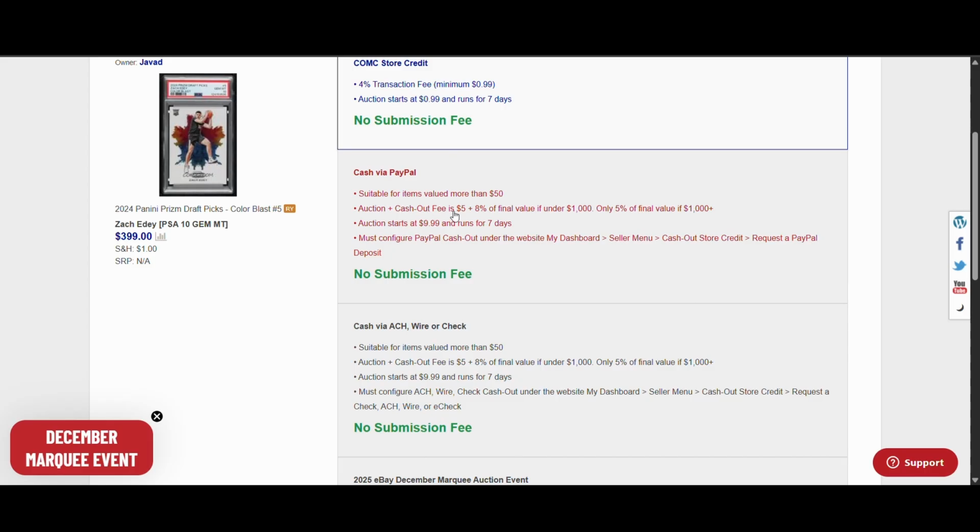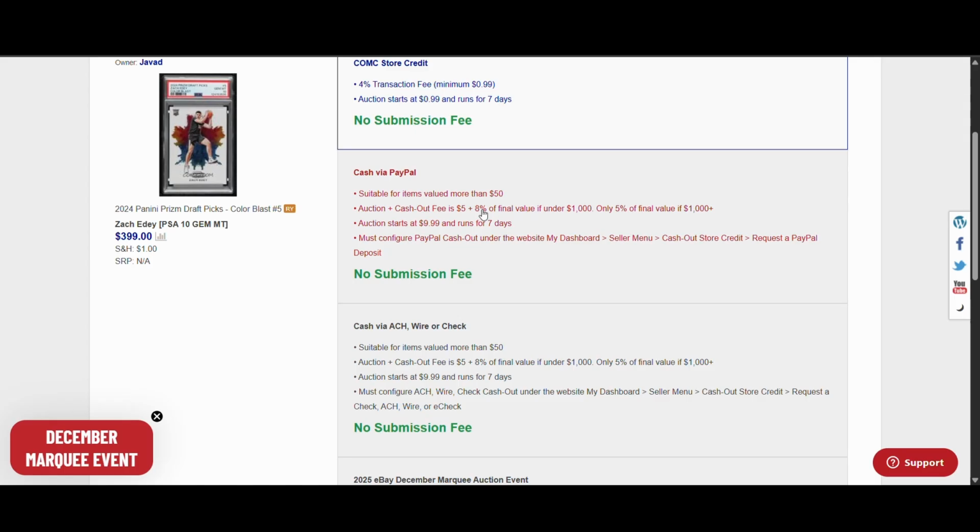You have the cash out fee of $5 plus 8% of the final value. So you're not having to pay that 10% cash out fee. You're paying a $5 cash out fee. So if you sell a card for $100, it really means that cash out fee is only 5%. Let's take that as an example: that would mean this is 5% and that's 8%. So that's 13% they're taking.